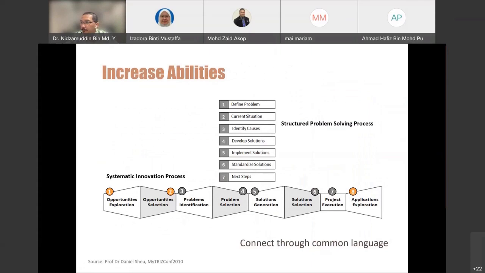So here's how we define this model. Okay, so we define a structured problem solving process: define the problem, what is the current situation, identify the causes, develop solutions, implement solutions, and standardize the solutions. And what are the next steps? In the systematic innovation process, we have to look at opportunities exploration, opportunity selection, problem identification, problem selection, solutions generation, solution selection, project execution, and applications exploration.